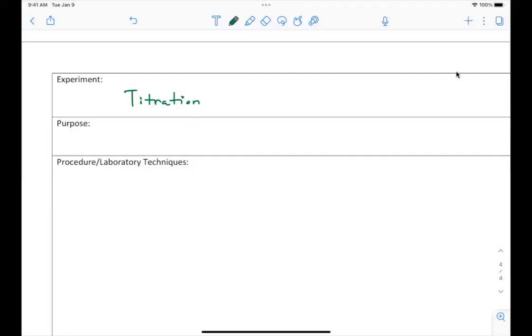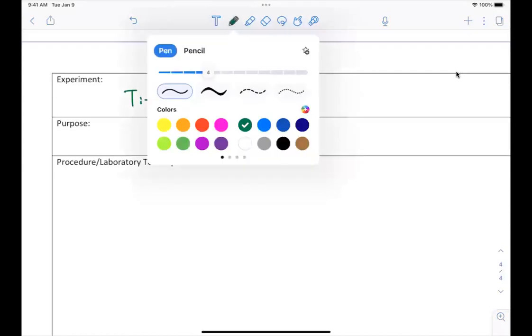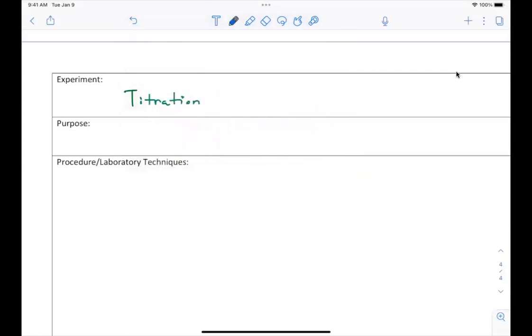Okay, so the fourth experiment we're going to talk about is titration. Titration is a very common experiment for the IB to discuss in error analysis and for paper 3, in the first part, part A, where you talk about laboratory procedure. And so for titration, the purpose is to determine the molarity of an unknown solution. Okay.